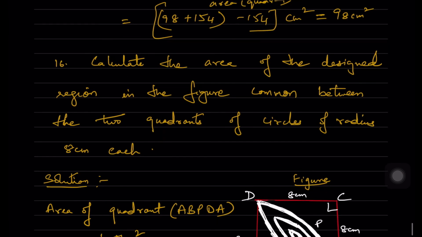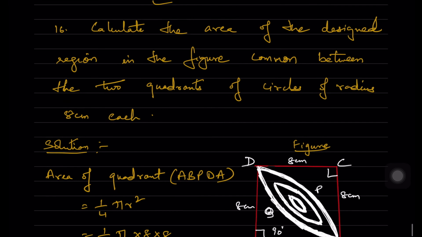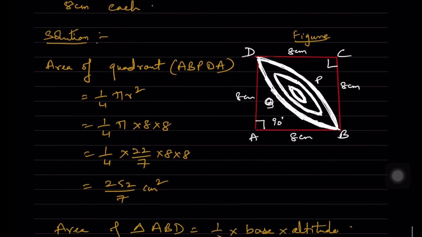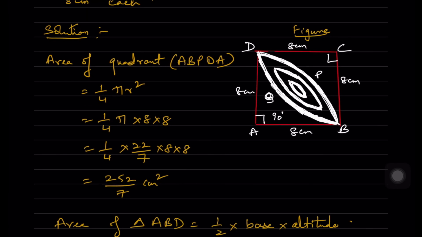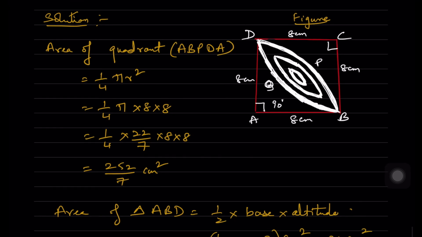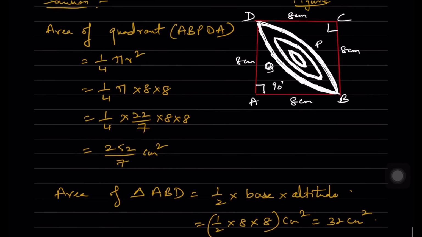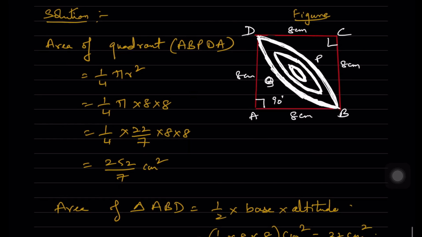Calculate the area of the shaded region in the figure common between the two quadrants of circles of radius 8 centimeters each. So now you have to find out the area of the quadrant over here. So area of quadrant ABPDA is equal to 1 by 4 pi r square. Here r is equal to 8 centimeters. So 1 by 4 pi into 8 into 8, that is 1 by 4 into 22 by 7 into 8 into 8. That is equal to 352 by 7 centimeter square.